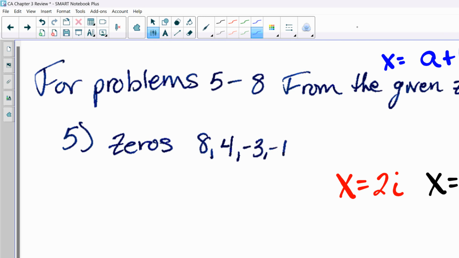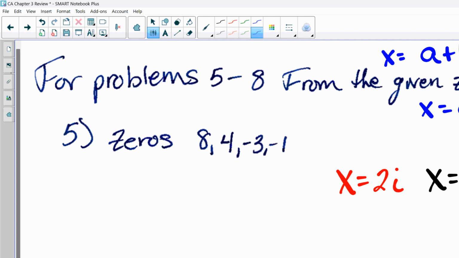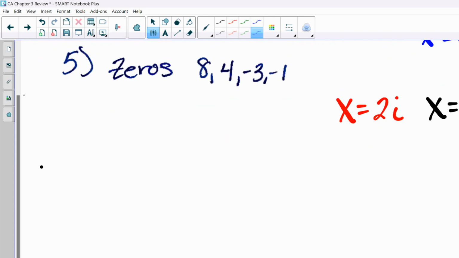The same thing is true with radicals. If x is equal to a plus the square root of b, then x is equal to a minus the square root of b. If we have one, we have to have the other. Now at this point, we just set all these equal to 0.